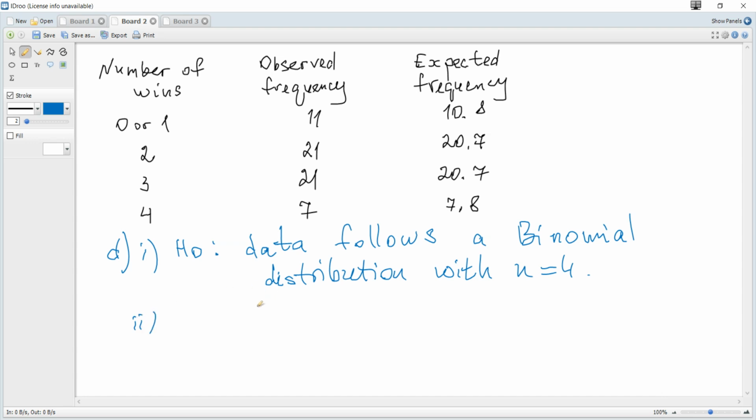The next, the number of degrees of freedom. 1 mark. Degrees of freedom is n minus 1, and minus 1 for each estimated parameter. And don't get confused, it's not this n, it's the number of pairs here, observed and expected: 1, 2, 3, 4. So it's 4 minus 1, and since the probability is estimated and is used to calculate expected frequencies, it's minus 1, so it's 2.